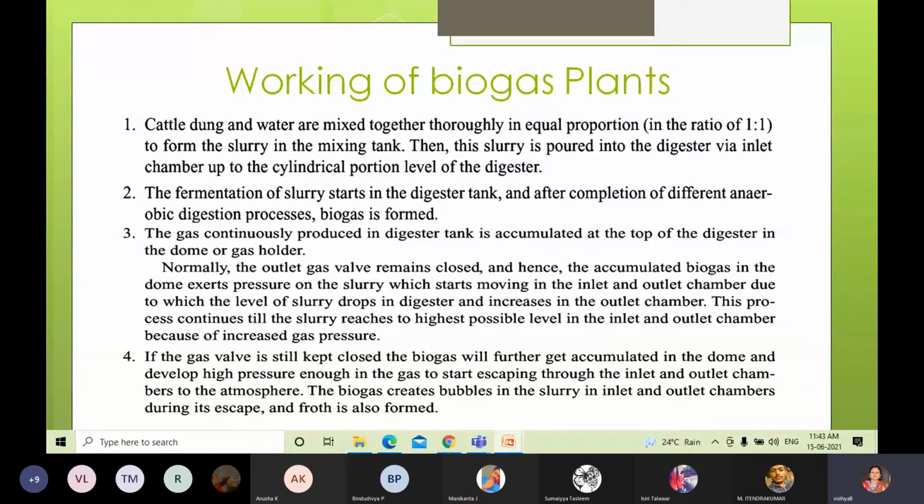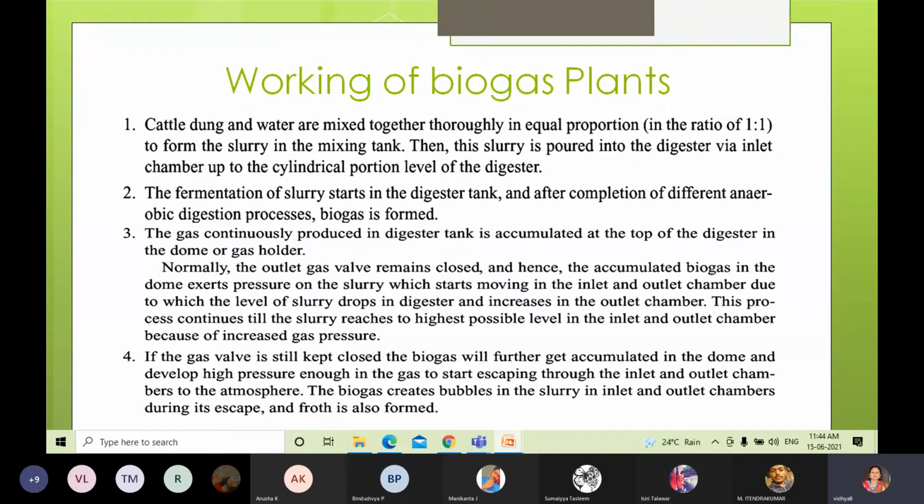Then this slurry is poured into the digester via the inlet chamber. We have already seen this in the construction. The slurry is poured into the digester via the inlet chamber up to the cylindrical portion level of the digester. The fermentation of slurry starts in the digester tank, and after completion of the different anaerobic digestion processes, we have already discussed that.